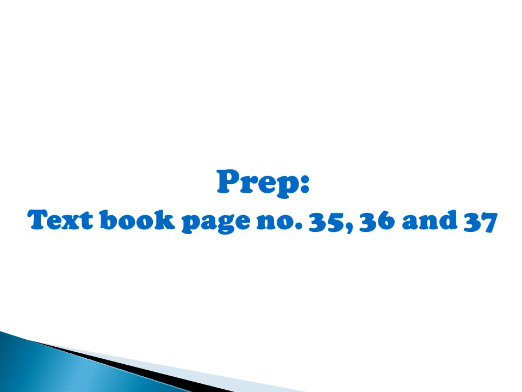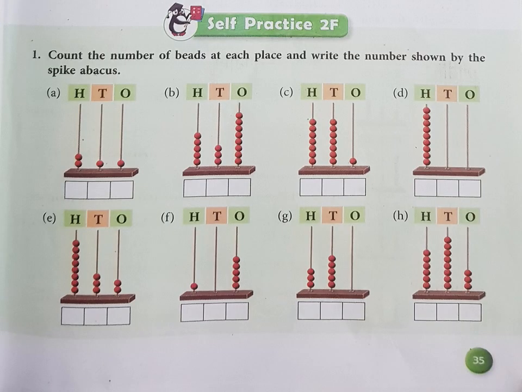Now, today's prep: textbook, page numbers 35, 36 and 37. I repeat, textbook, page numbers 35, 36 and 37. This is textbook page number 35, question number 1. From A to H, you will complete it. Here, you will count the beads and then write down in the hundreds column, then in tens and then in ones.